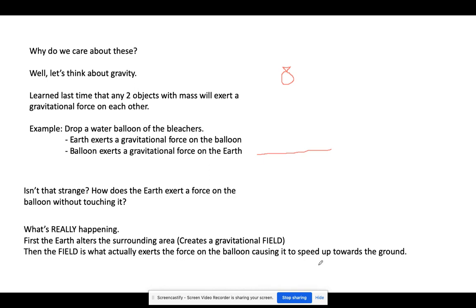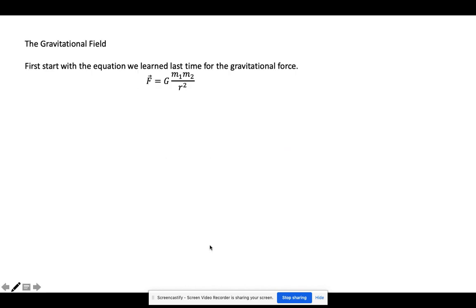So it's a little bit deeper than just the Earth pulling on the balloon. What's really happening is the Earth is making this gravitational field, and the field is what exerts a force on the balloon. Okay, so that's exactly what we're going to talk about right here, the gravitational field. Last time we talked about mostly gravitational force. We're talking here today about the gravitational field. But we will start with the force.